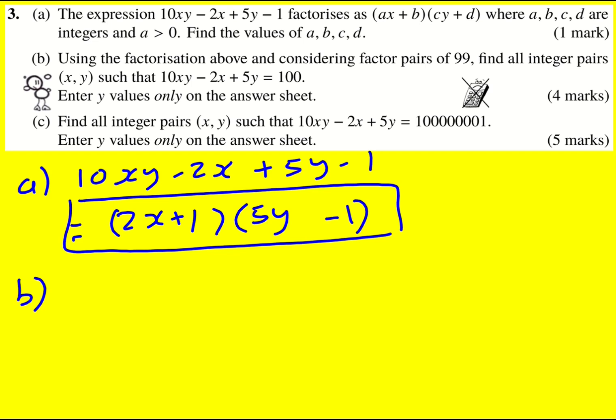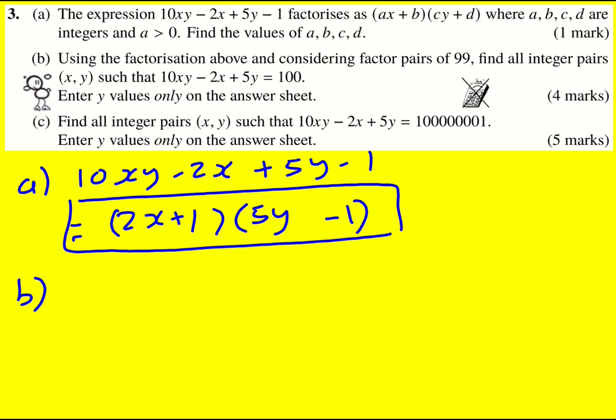In part B, we're asked to use this factorization and considering factor pairs of 99, find all integer pairs x, y such that this is equal to 100. So they've given us quite a few hints here. And it says enter y values only on the answer sheet, because I think in this paper it was an answer only paper, but I'm going to write down both answers.